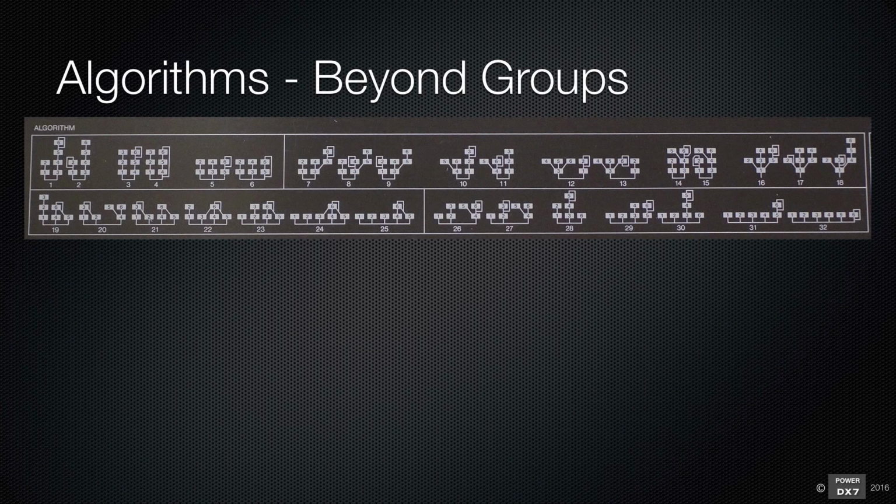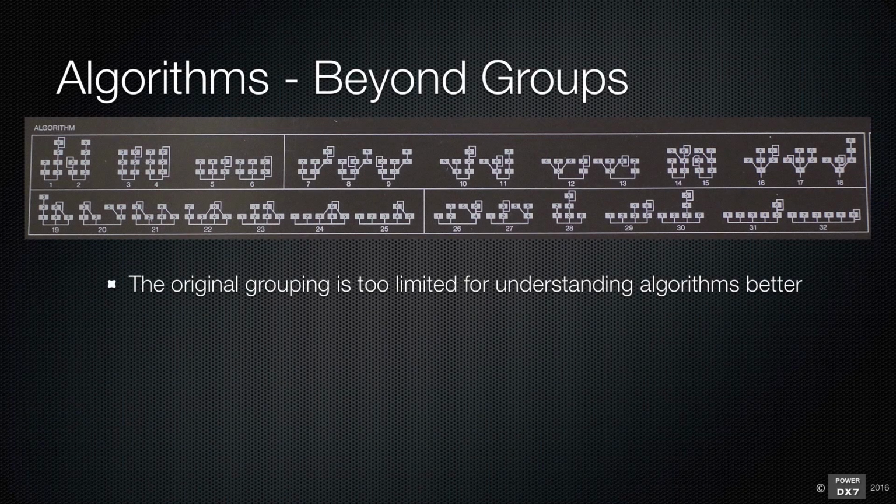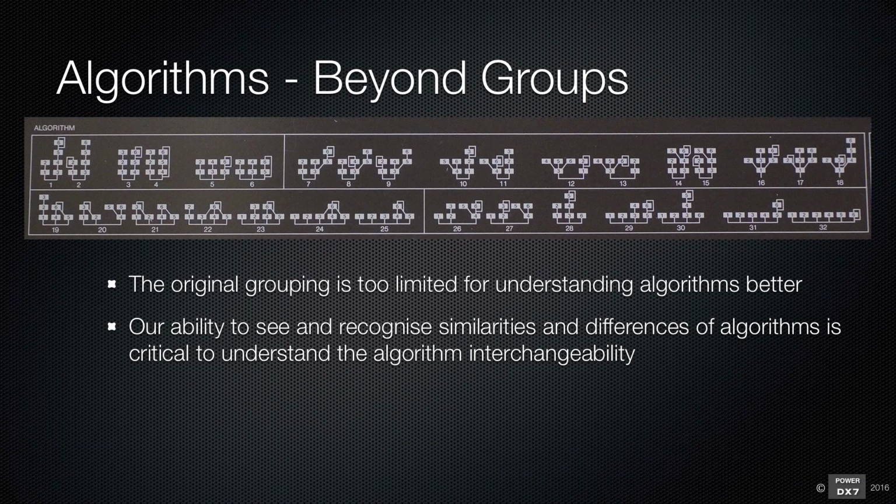So we have 4 groups of algorithms printed on the DX7 front panel. But the original grouping is too limited for understanding algorithms better. So why is that? Because we have to look beyond those 4 algorithm groups and find similar algorithms. Our ability to see and recognize similarities and differences of algorithms is critical to understand the algorithm interchangeability.